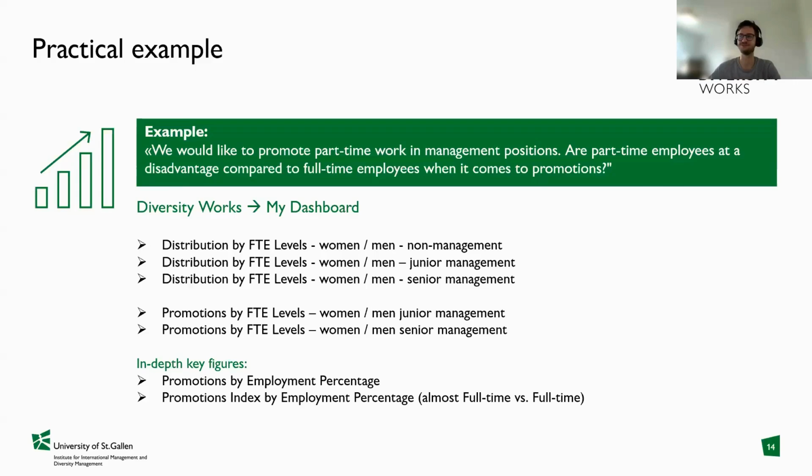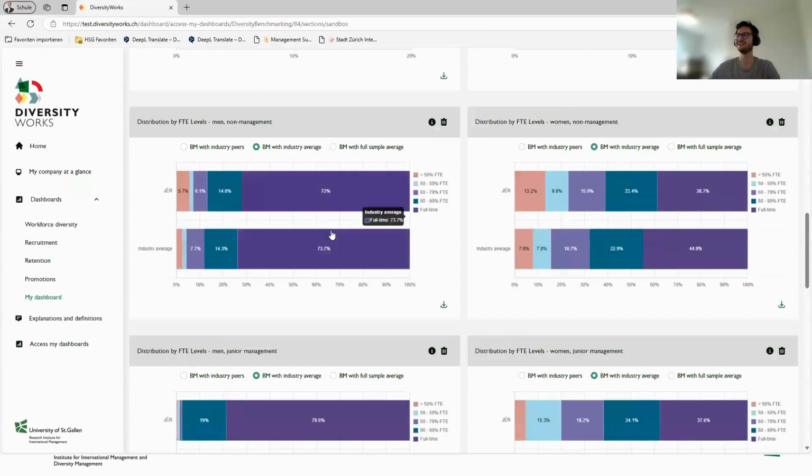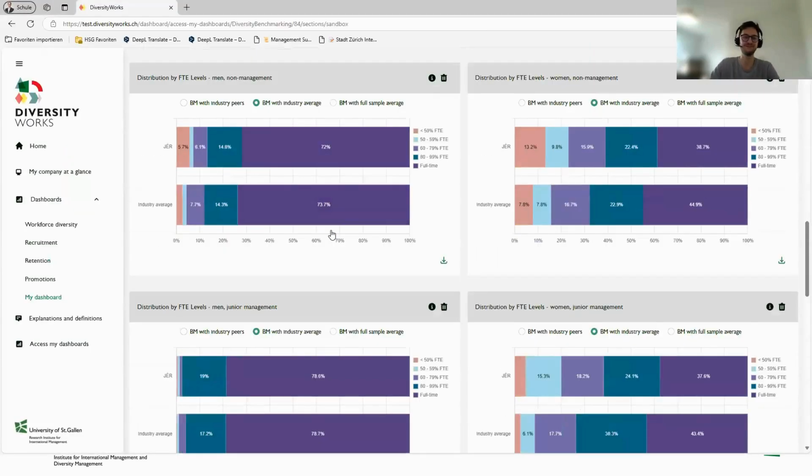I again switch to the platform to have a look at the key figures. So here we now look at the distribution by FTE levels in non-management and junior management, but again, gender specific. On the left, you will see the men's distribution, and on the right, you see the women. The part in purple shows the percentage of those who work full-time in those positions that they're in, so in non-management or in junior management, of course.